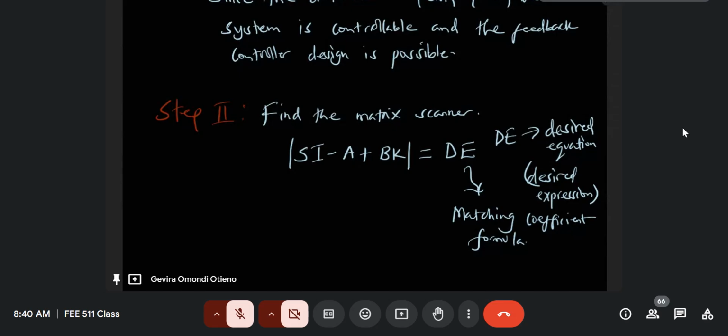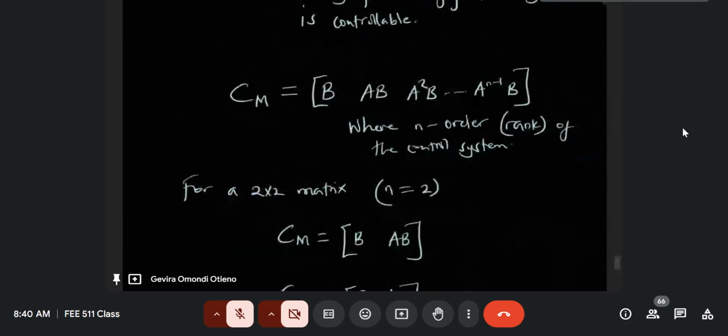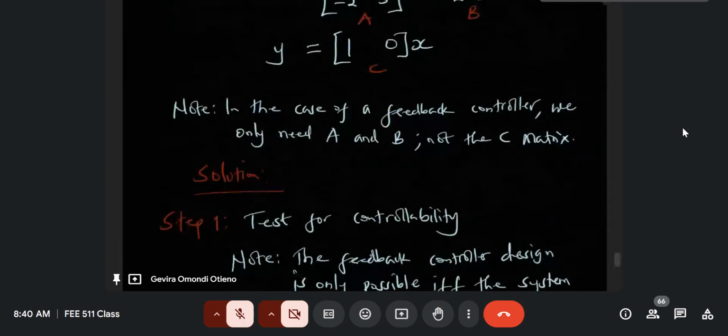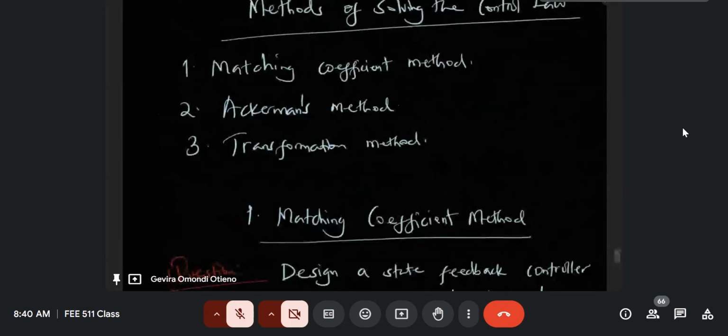Now, the desired expression, just like in the design when we were using lag compensation and lead compensation, is always given in the question. So let me go back to the question to just show you what it said.